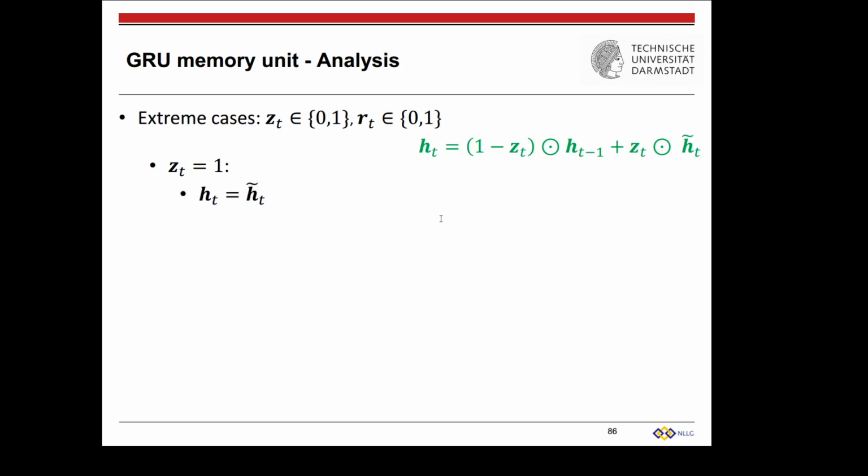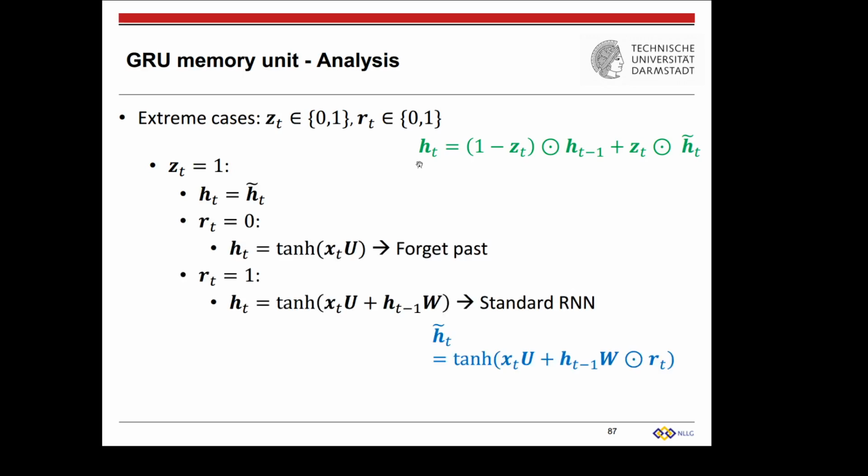Then if z_t is 1, so in reality there's no human who sets these gates to something, but the network itself is updated and learned, and all the parameter matrices are updated, even those of the GRU unit that has some vectors and matrices, and we have to update them, right? So the network is doing that itself. If the network decides to set z_t to 1, we get h_t equal to h_t tilde, just following this equation. Okay, so we don't know yet what that means, so we have to look at the other gate.